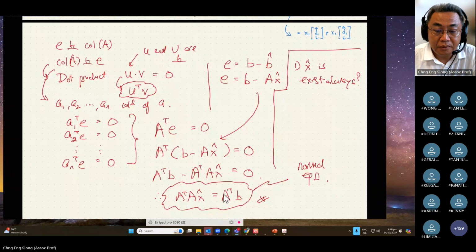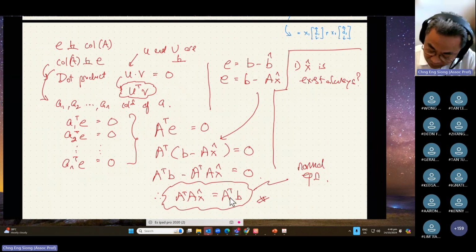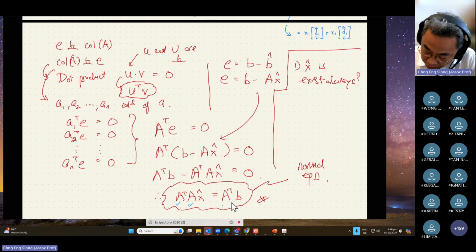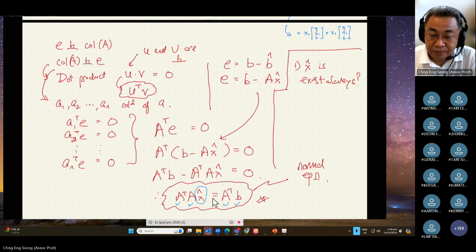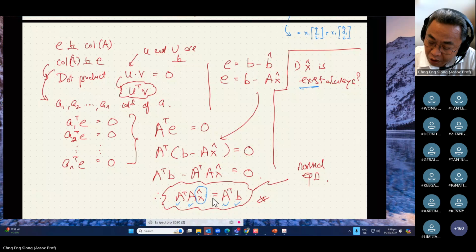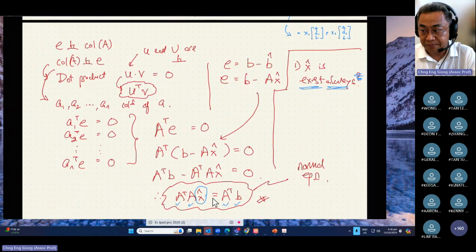I repeat, we derive the normal equation. The normal equation tells us A transpose A x hat equals A transpose B. Therefore, what do we know, guys? What are we given? We are given A, right? So A transpose exists. A is known, A transpose is known, B is known. Therefore, the only unknown is this guy, and therefore we are able to solve. So it exists always, not question mark. We can always find x hat.